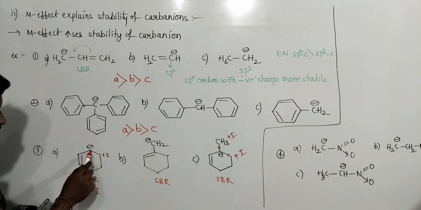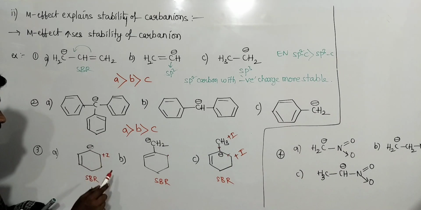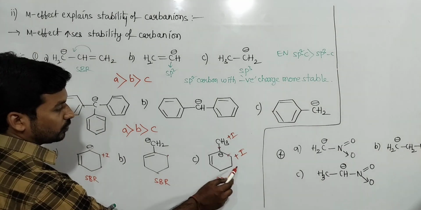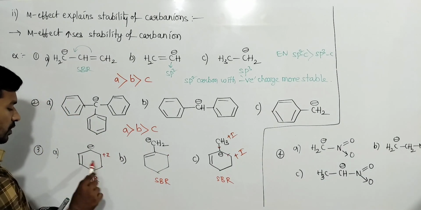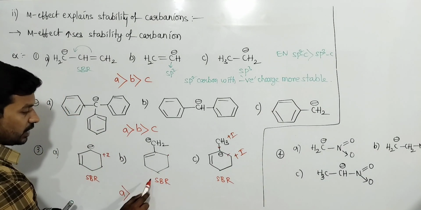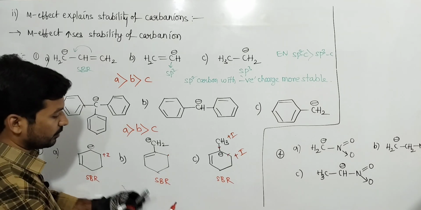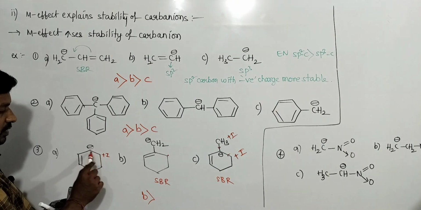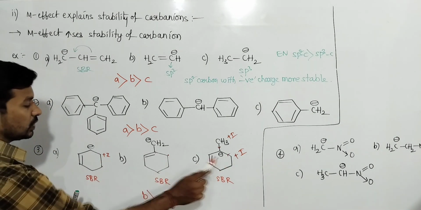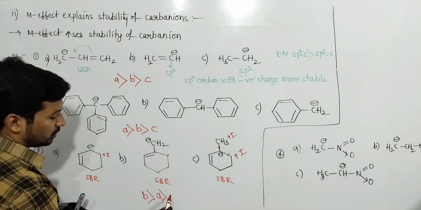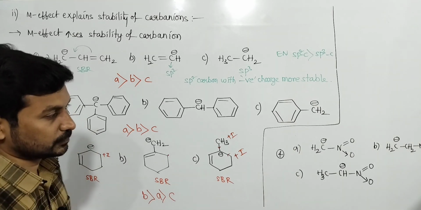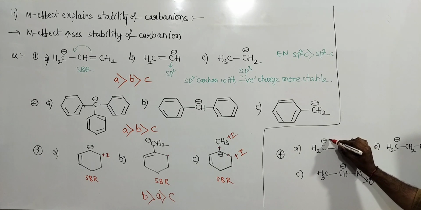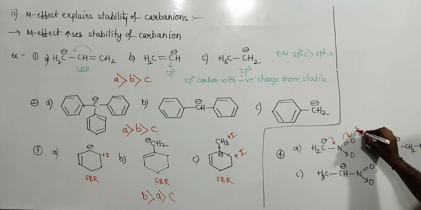Here, how many plus I groups? Only one plus I group. Here no plus I effect. Here 2 plus I effect. Which one is more stable? All stabilized by resonance; B is more stable because no plus I effect. Compared to 2 plus I, 1 plus I is better, so A is more stable than C. Stability like this. Next, if you come to the fourth example, here resonance is there, stabilized by resonance.